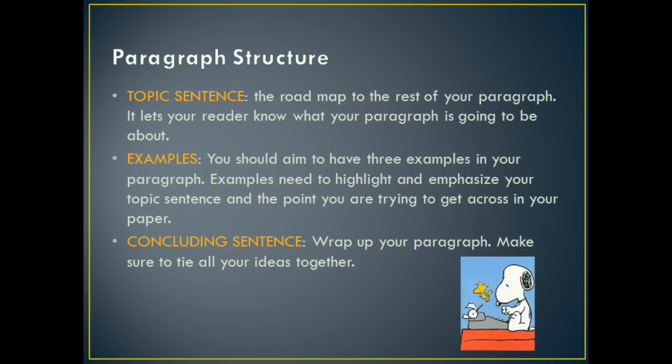Next, let's talk about paragraph structure. You can think of paragraph structure along the same lines of how you structure your entire essay, except obviously it's smaller. Your topic sentence, very similar to your thesis statement, should act as a roadmap for the rest of your paragraph. It lets your reader know where you're going with that paragraph. You need to have also 3 examples in each paragraph. These examples need to highlight and emphasize your topic sentence, and ultimately they need to help support your thesis statement for the entire paper. Keep in mind, each time you give an example, you need to think to yourself, does this example support what I'm trying to get across in this paragraph and also in my entire essay?